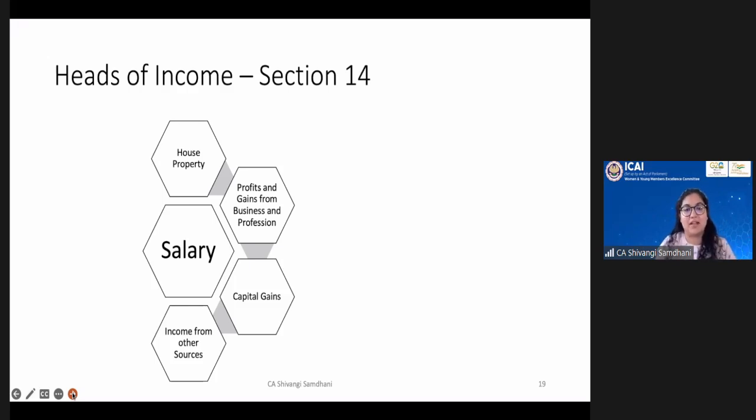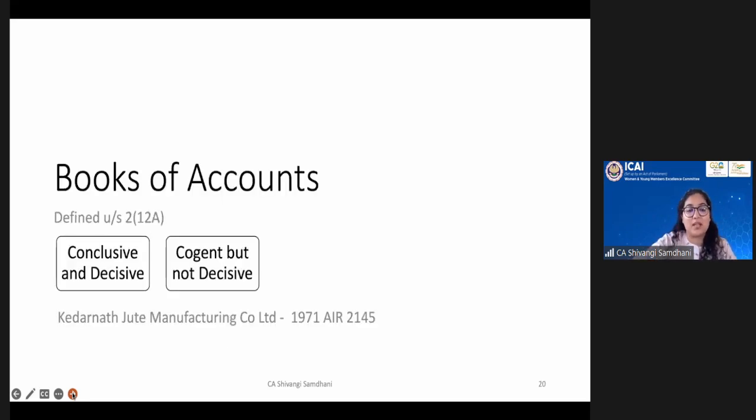Now, a year runs 365 days, and every day there can be a transaction. There can be n number of transactions in a day. So what helps us? What comes to the rescue? Books of accounts. Books of accounts are the basis of computation of income. That is the way people manage their affairs. So books of accounts play an important role, and under income tax also, books of accounts play a really important role. Books of accounts are defined under Section 2(12A). It covers ledgers, day books, cash books, etc.